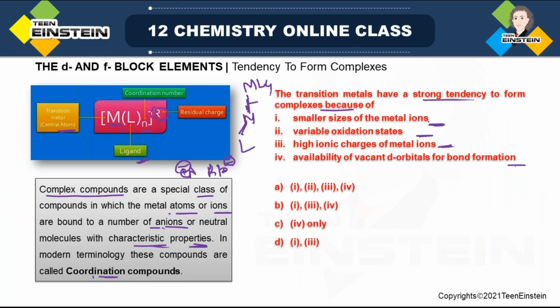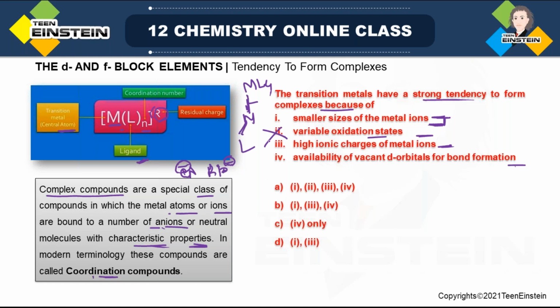Now come to the question. The first reason, obviously it is correct, smaller size of the metal, which is basically responsible. I have already discussed the reason behind it when I completed that slide. So smaller size, that is a true reason. Variable oxidation state: now this reason we have not mentioned. Variable oxidation state means that for d block elements there is so much variation in oxidation state, +2, +3, +5, +6. But these are not responsible for complex formation tendency.